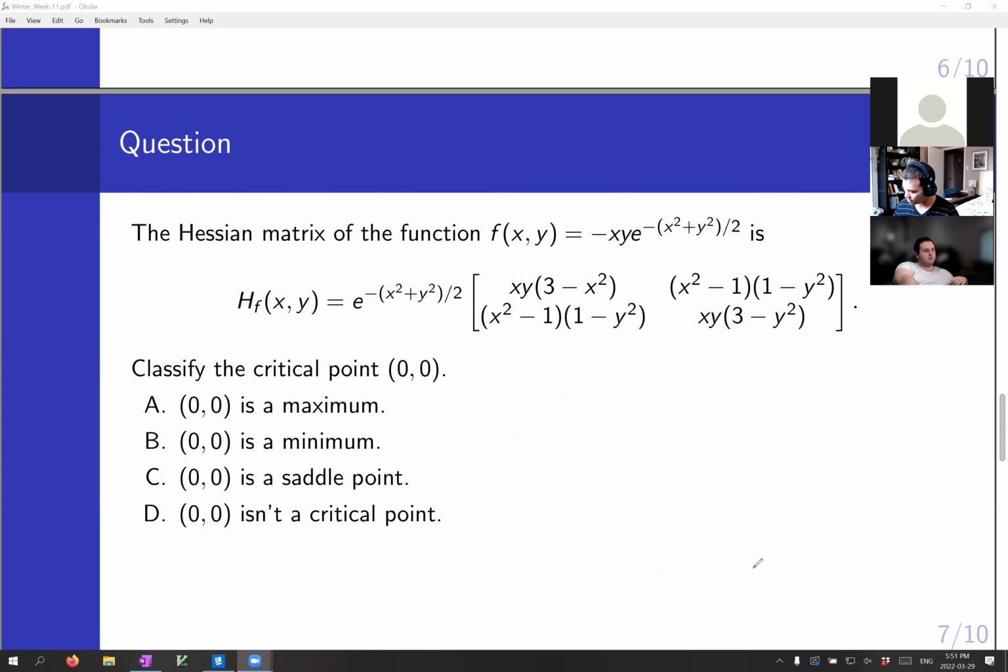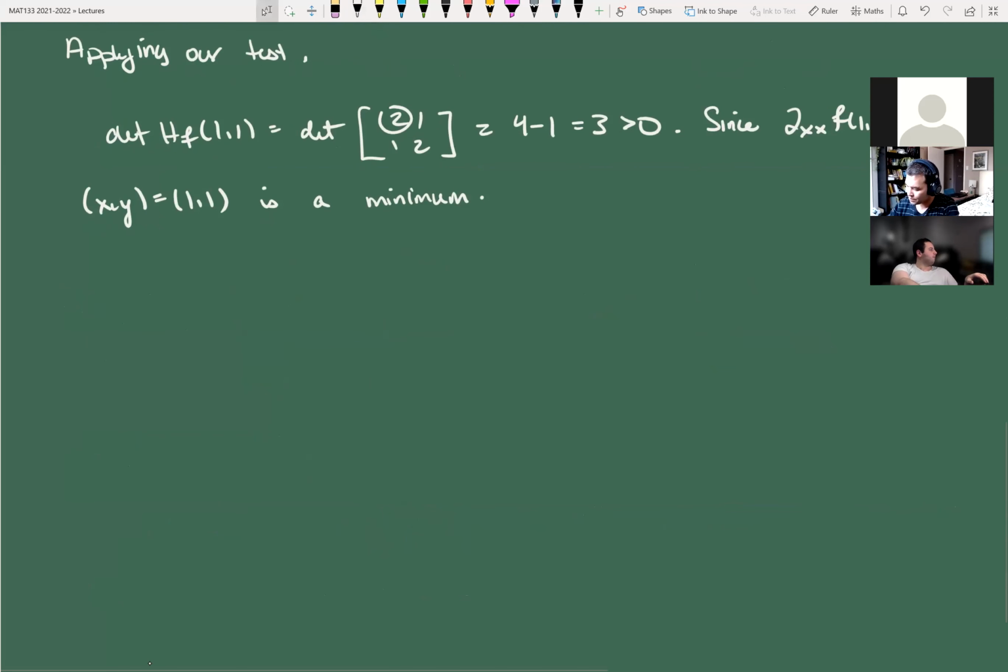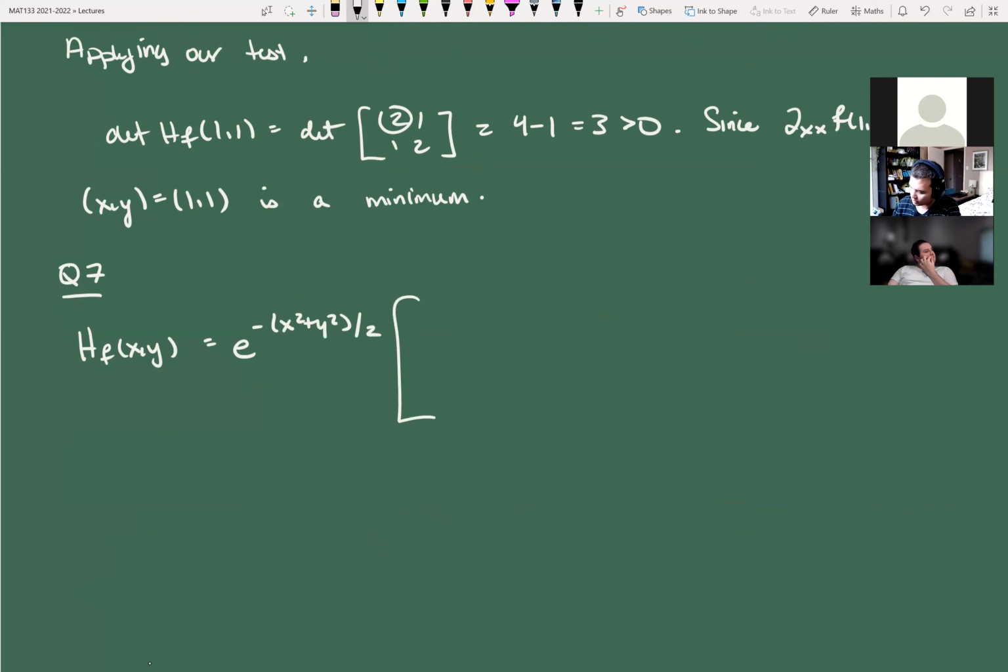Let me just get rid of that stuff. So this is question 7. And we're told that, oh, this is kind of gross to write down, but we get e to the negative (x squared plus y squared) divided by 2. This function is really close to the one that you were given on your assignment. It's really, really close.